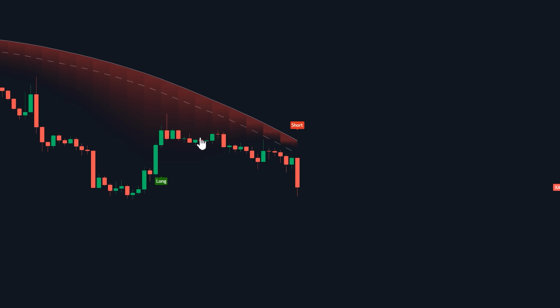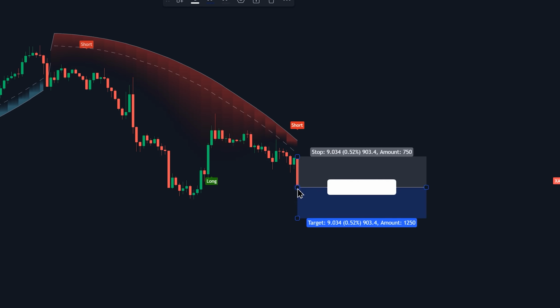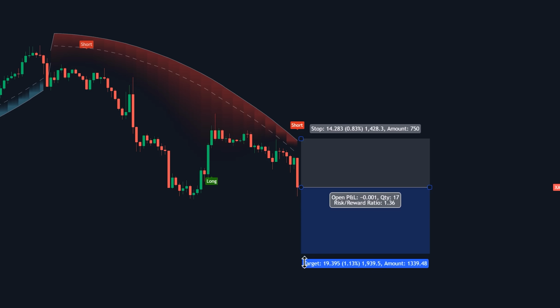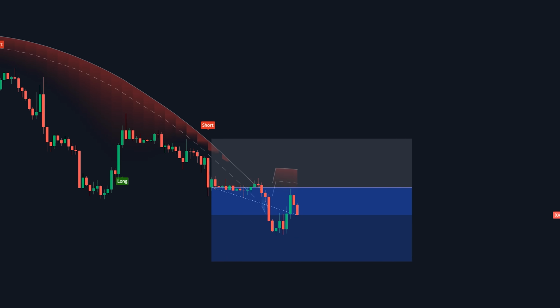That condition was fulfilled on this candle, which means we're gonna take a short position. Put the stop loss above the most recent swing high, and you want to target 1.5 times the risk. And this trade too was profitable.